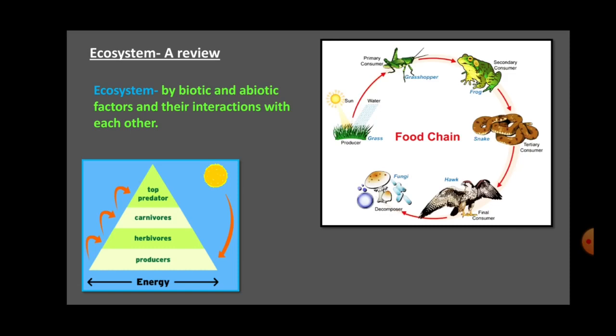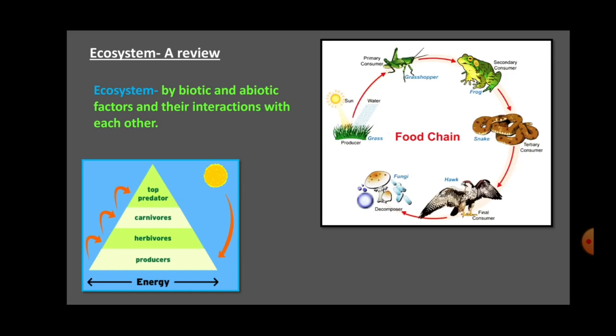The producers are the grass that produce their own food. Then the grasshopper feeds on the producer, which is a herbivore. The herbivores are those that feed on plants. We have studied this. The frog feeds on the grasshopper. Snakes feed on frogs. And hawk, eagle, they feed on snakes. And last, those that feed on the dead and decaying organisms are known as decomposers: the fungi, the mushrooms, bacteria, etc.